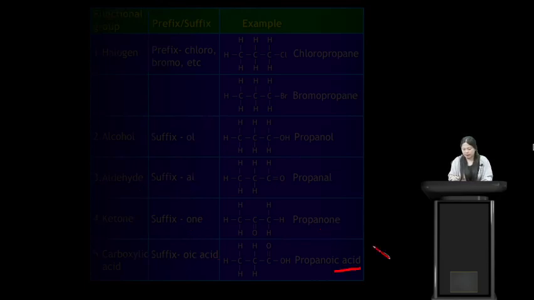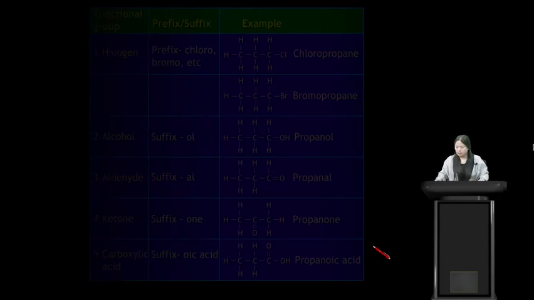So propanoic acid. Depending on which functional group is present, the prefix and suffix of the name will change. The name of the organic compound will also change depending on which functional group is present. Okay, students, I hope you are clear with this.